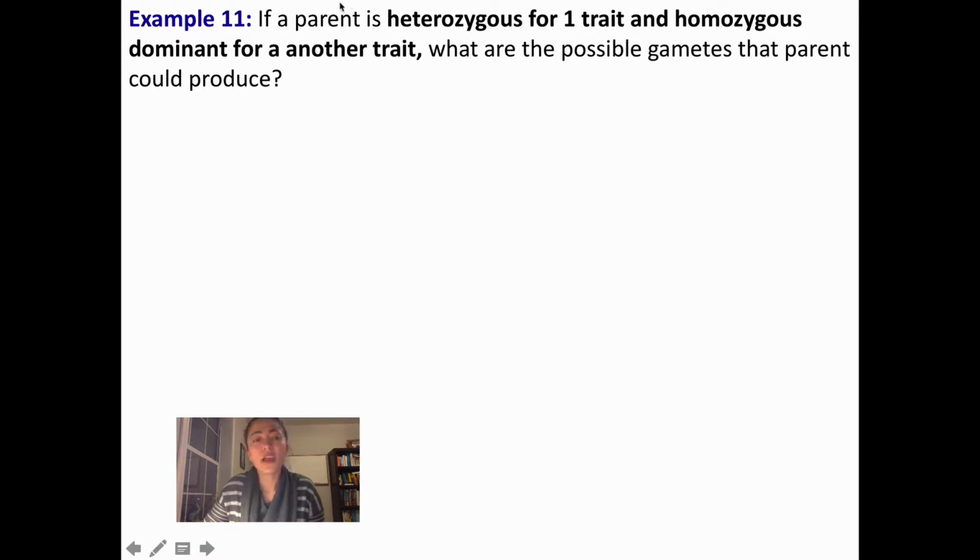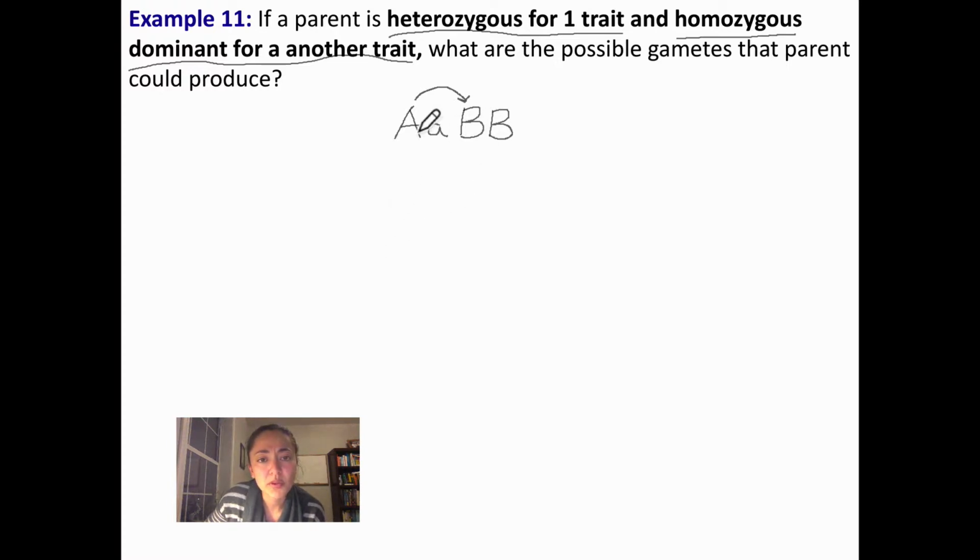So here it says that we have a parent that is heterozygous for one trait and homozygous dominant for another trait. If you're heterozygous for one trait, we know they're going to have a big letter and a little letter. They're homozygous dominant for the other one, so they're going to have 2 big letters. What are the possible different gametes this parent could make? Well, let's do this FOIL method again. Pair the first letter. Let's look at all the possible combinations of the 2 letters we can get. We could get a big A with a big B. We could get a big A with a big B again.